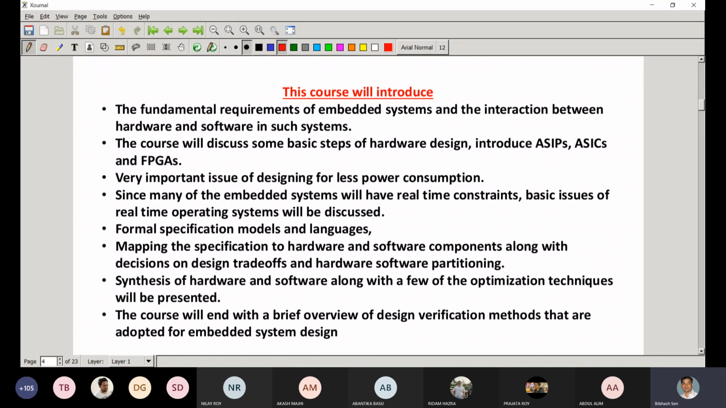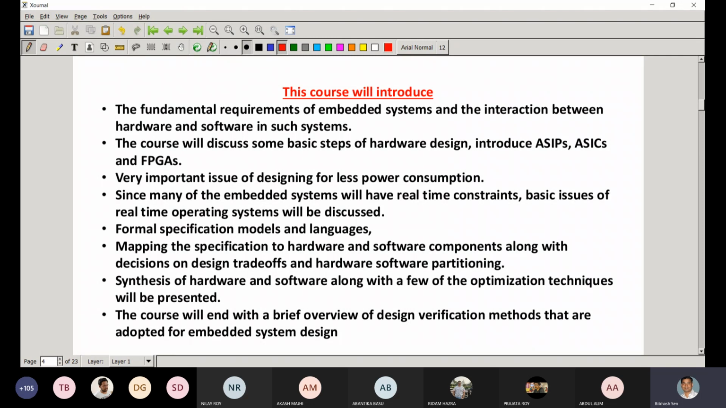The course will discuss some basic steps of hardware design. Particularly we will try to design processors. If you can design the architecture, then the architecture can be converted to chip level. And here you will also find application specific instruction set processors, ASIPs, ASICs, application specific integrated circuits, and finally field programmable gate arrays.